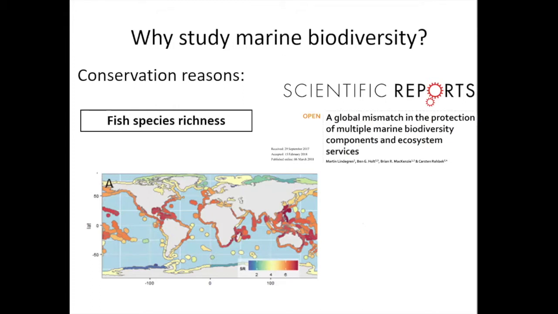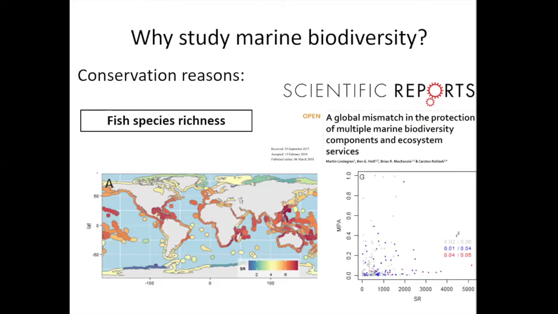So this map, which I'm showing here, is a map of the world and coastal regions of the world, and it's fish species richness. This is a map taken from a paper I was involved with a couple of years ago. It's showing where you get more species of fish and where you get fewer species of fish. And we looked in our paper to see if the amount of conservation effort within these areas actually measured up to this pattern of species richness that we saw across the world. And what we found was there was absolutely no relationship.